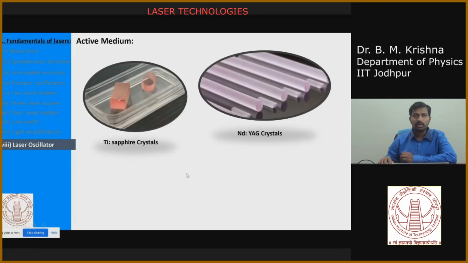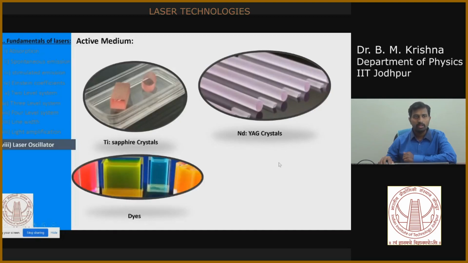And another one is Nd:YAG crystals. As I mentioned previously, Nd:YAG means neodymium doped into yttrium aluminium garnet. With a proper composition of neodymium, yttrium, aluminum and garnet, you are able to get lasing action. These are the Nd:YAG crystals you can see. These are solid state materials. If you have lasers with a solid state material as the active medium, you call those solid state lasers.